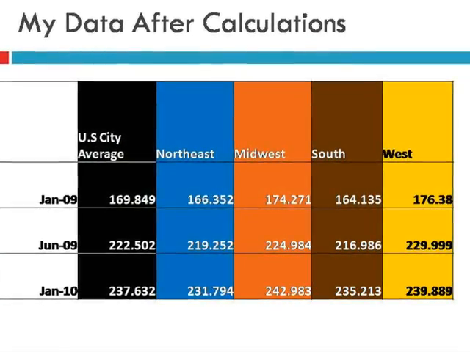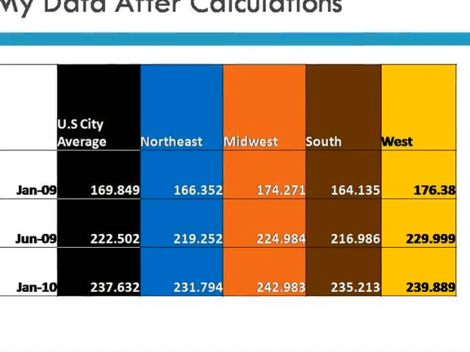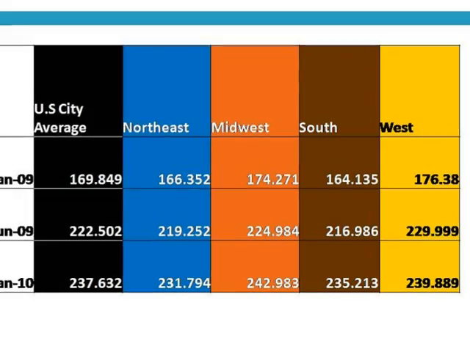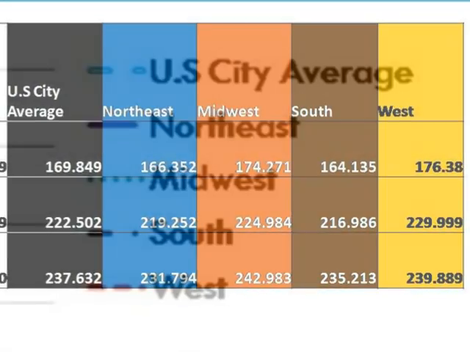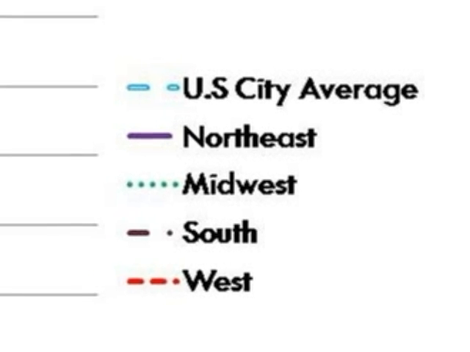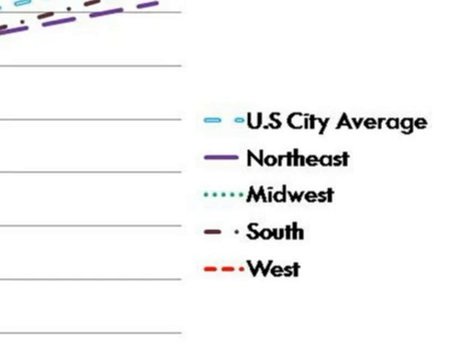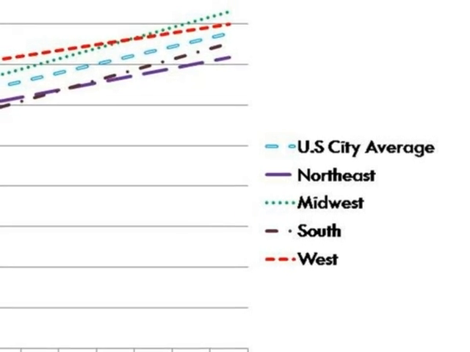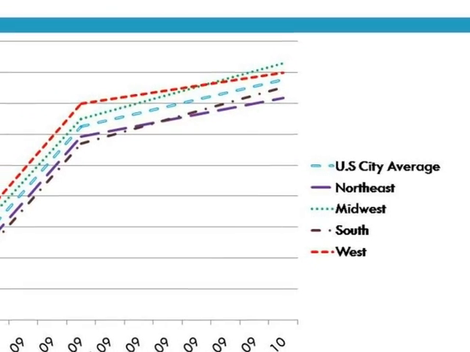This chart shows the indexes after the formula is applied for the first and second half of 2009, which will result in the points for the graph. The chart is a visual representation of the indexes for the given amount of time. The U.S. city average is light blue, while the Northeast is purple, the Midwest is green, the South is orange, and the West is red.